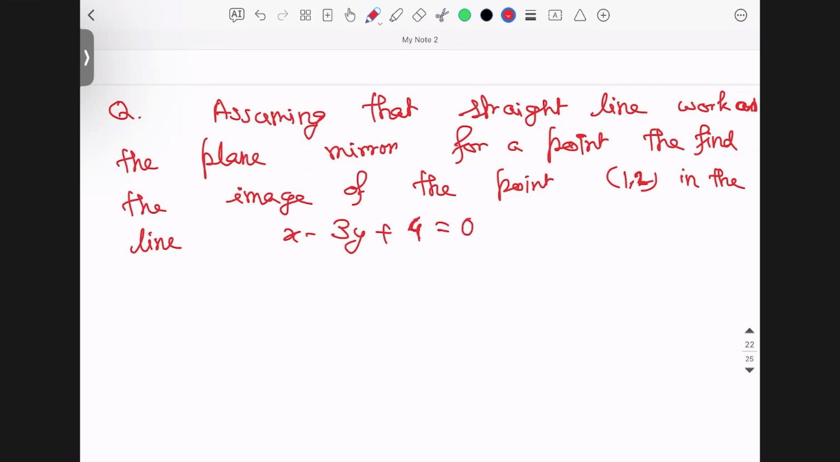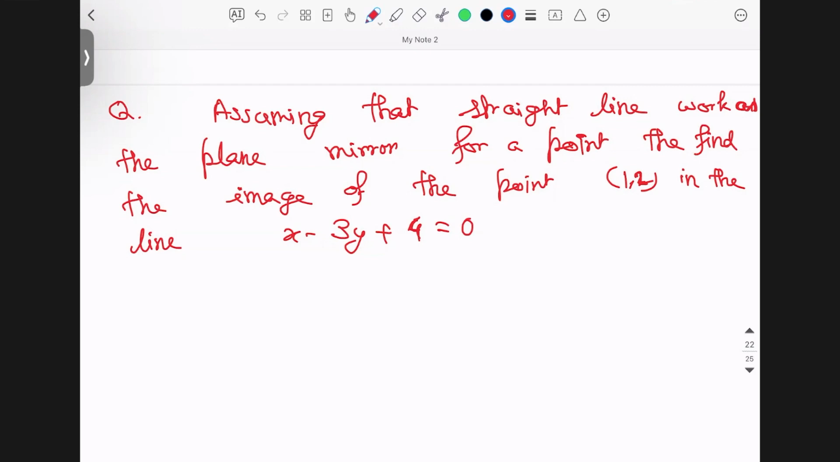What is the question? The question is like they have given an equation of a straight line, and they have told that the straight line works as a mirror, and we need to find a reflection of this point 1 comma 2 in this mirror. Now the thing is, in general, if you think in reality, we can't measure a distance from inside a mirror, but it is an assumption.